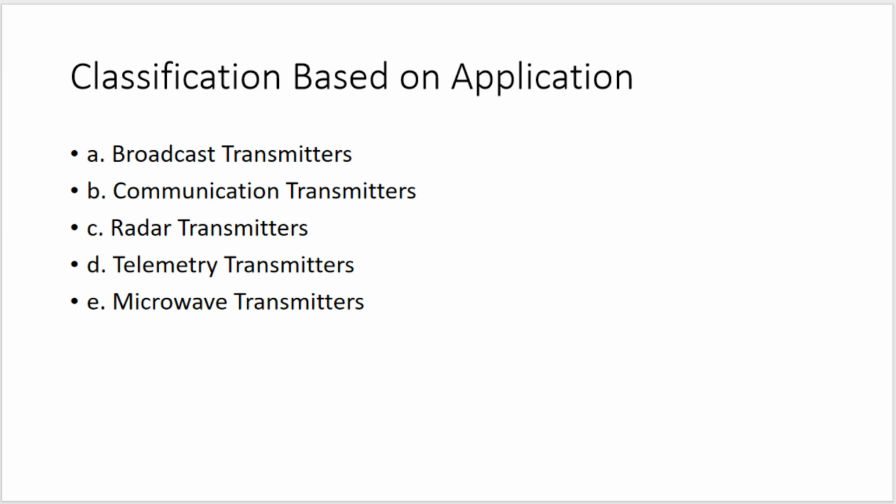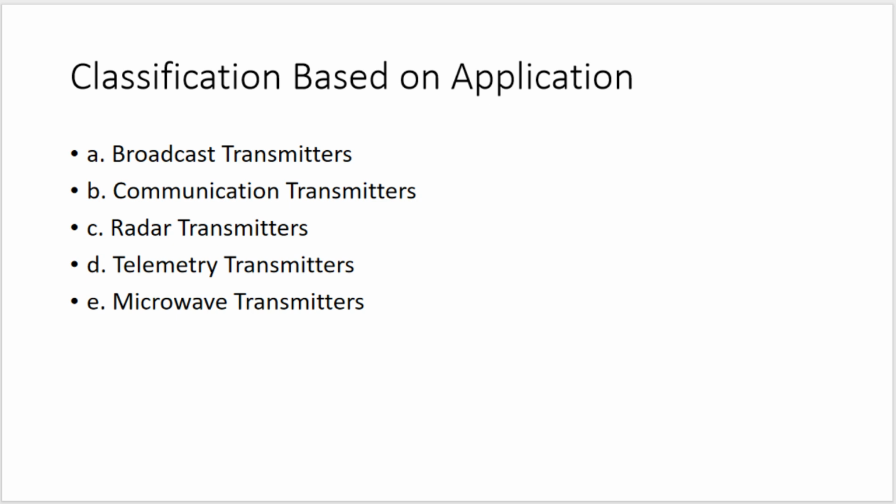So next is classification based on application. The first one is the broadcast transmitter. Its function is to transmit signals for radio and television broadcasting. The types are AM, FM, and digital TV transmitters. The application is public broadcasting of radio and video content.